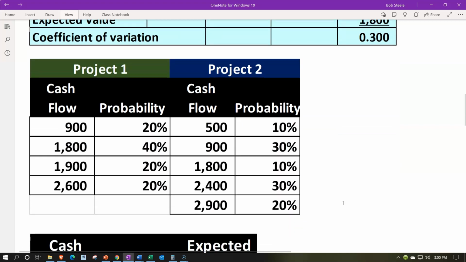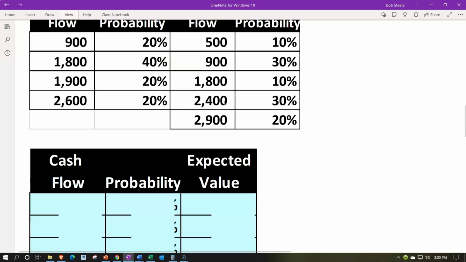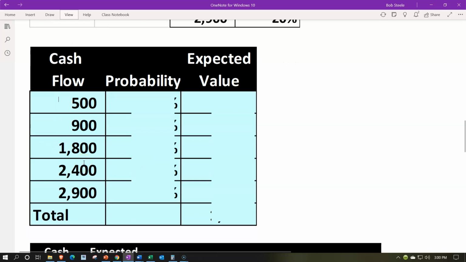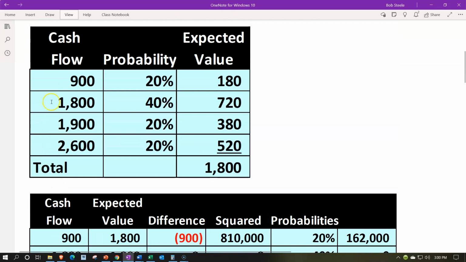Same thing for project 2 now. Let's take the project 2 numbers. Here's the flow. Here's the probabilities that we came up with projecting out into the future. Let's calculate the expected value then. Cash flows that we came up with: the 500, the 900, the 1800, the 2400, the 2900. Note that we have 5 numbers here as opposed to up top, when we had 4 categories.